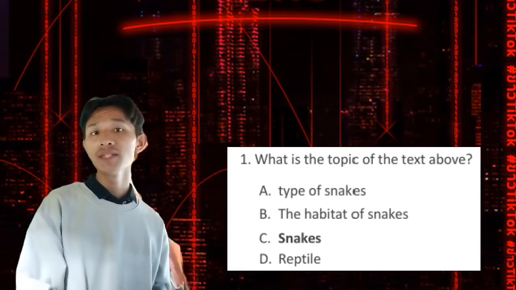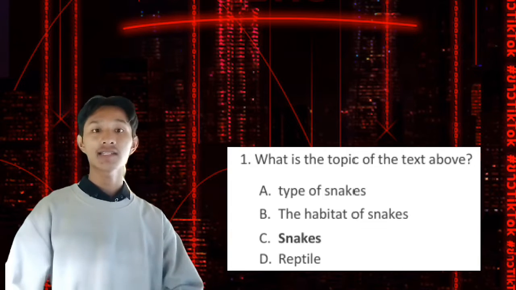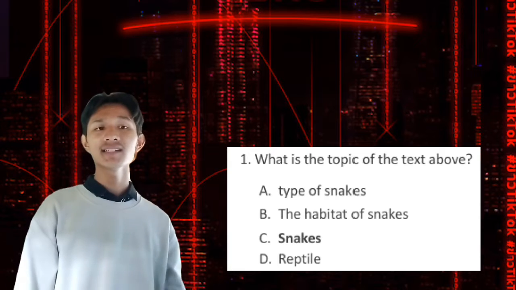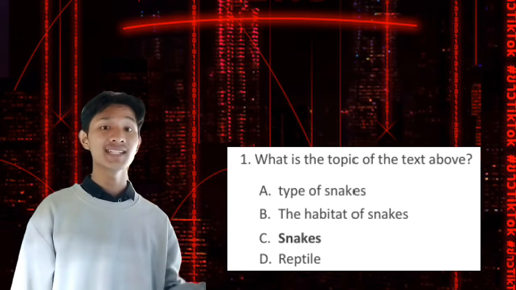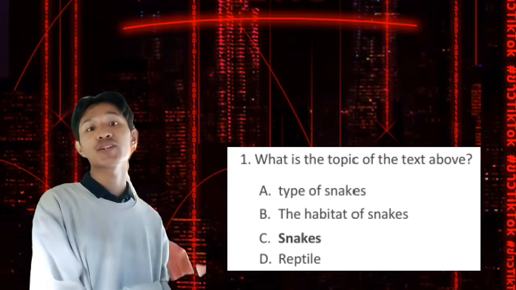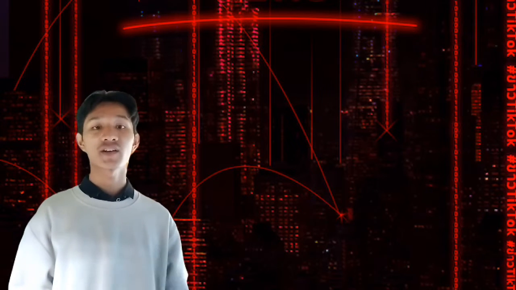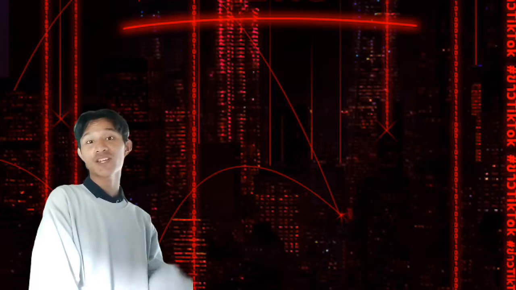Why not A, B, or D? Because A, B, or D is not general. I think A, B, and D are descriptions of the snake. So A, B, and D are incorrect answers. Okay, go on to the next question.